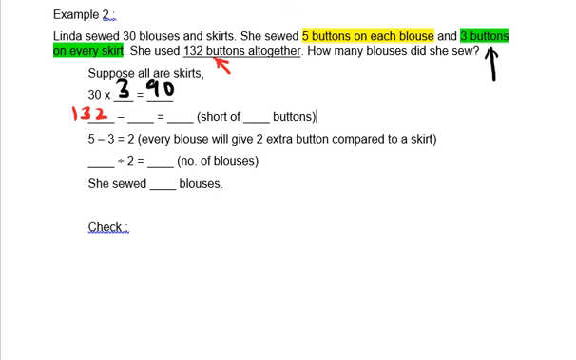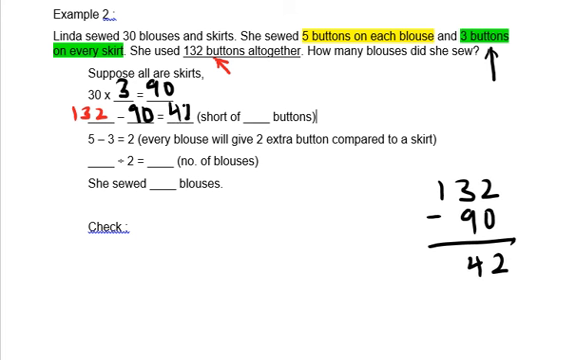Because in total, we have 132 buttons. And since we only use 90 buttons, because we are doing a supposition, let's find out how many buttons we are short. So we take 132 minus 90, and that will give you 42 buttons that are short. So we are short of 42 buttons.